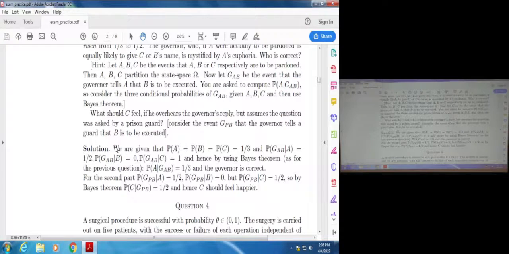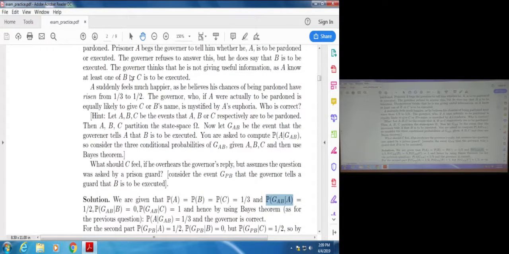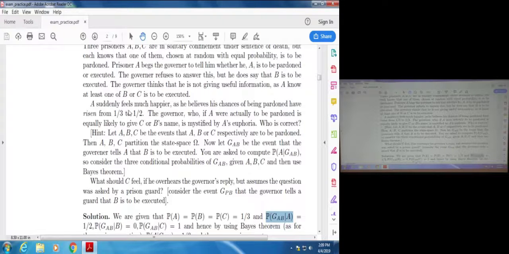Okay, let's have a look at the first part. The first piece of information we're given is that A, B, or C being pardoned is equally likely a priori. There's no ambiguity there. Now, this probability is the probability that the governor tells A that B is to be executed, given that A is to be pardoned. If A is to be pardoned, either B or C is going to be executed, so it doesn't really matter if he tells you B or C. And this information is stated here.